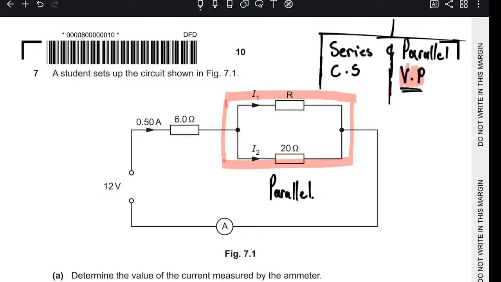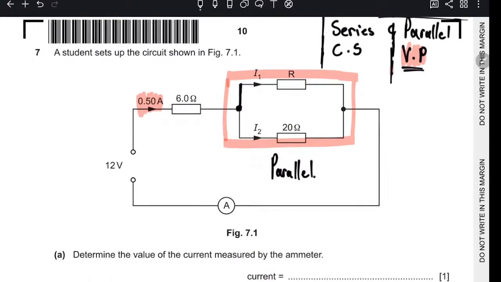The current which starts here, when it gets here, will be split. So we need to know what current we had here. 0.50 amps. This is the current which comes here, gets here, then shares between this. Now, here they say determine the value of the current measured by the ammeter. The ammeter is measuring current. Look at what happens, students.